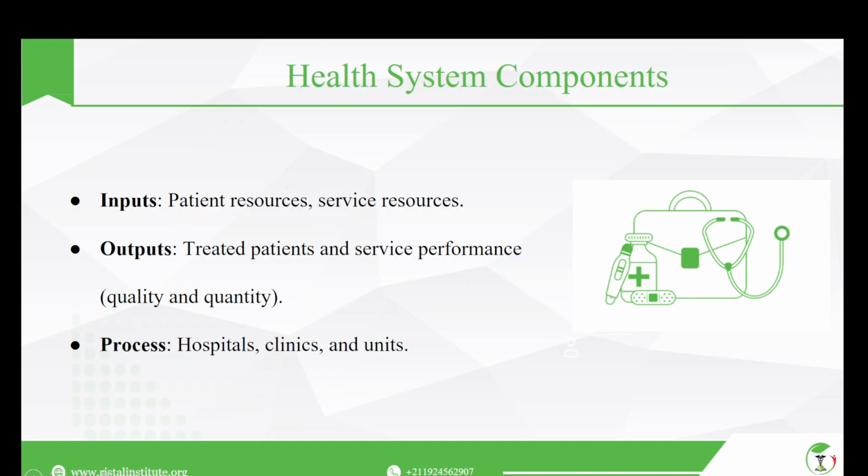Now the outputs, these are basically the outcomes. Okay, you have people who have been treated, or we have diseases that have been prevented from happening, or you have vaccines that have been developed, or you have the quality of care that has improved, and a lot of outputs. Okay, and then the processes of delivering this medical care. Is it in the hospitals, the clinics? Is it in village centers or primary healthcare units or primary healthcare centers? That is the processes. Okay.